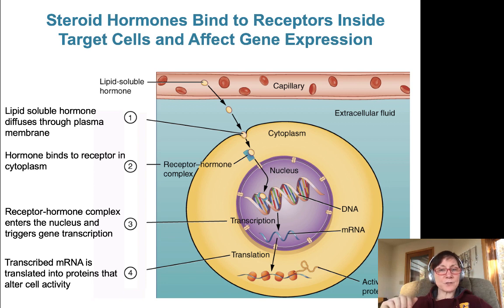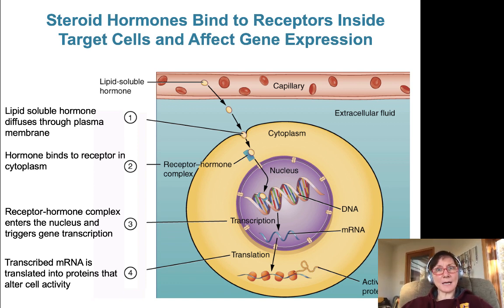And then once transcription has occurred, it's going to transcribe the mRNA, which is then going to be translated into proteins that alter cell activity. So it's going to come into the cell, bind to the receptor, go into the nucleus, initiate transcription, which is then going to initiate translation, and then you're going to have an activated protein that's going to do something to alter cell activity.